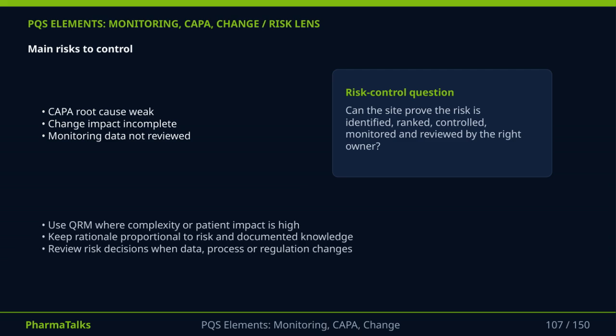To manage this effectively, it's important to apply quality risk management, or QRM, especially when dealing with complex situations or those that could impact patients. The rationale behind risk decisions should be proportional to the level of risk and thoroughly documented. Additionally, these risk assessments and decisions should be revisited whenever there are changes in data, processes, or regulations. This approach ensures a robust control environment that maintains product quality and patient safety.